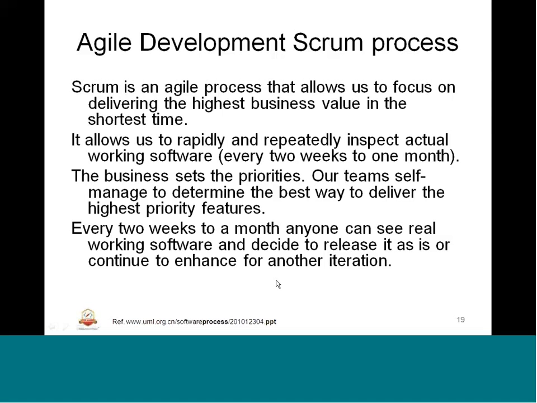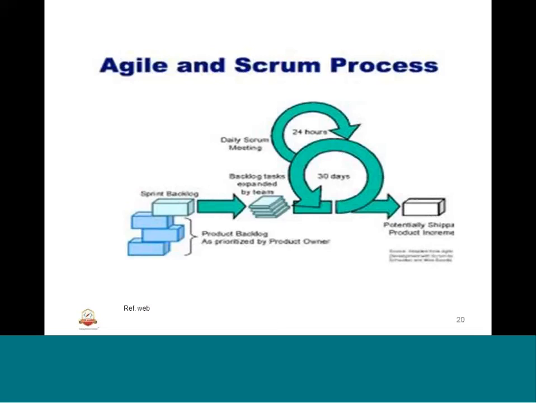Every 2 weeks or on a monthly basis, anyone can see the real working software and decide to release it as is or continue to enhance it for another iteration. That is what we do in the Scrum process. You can see a diagram depicting this Scrum process.